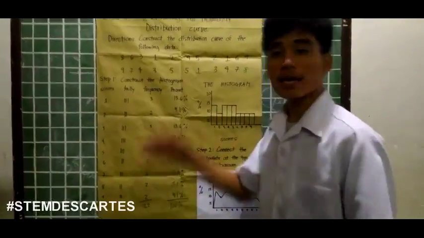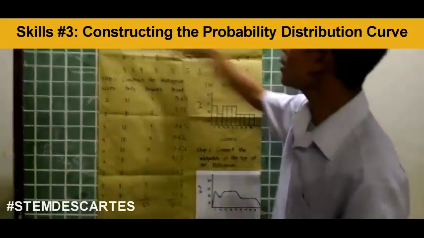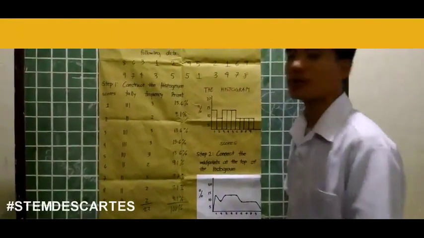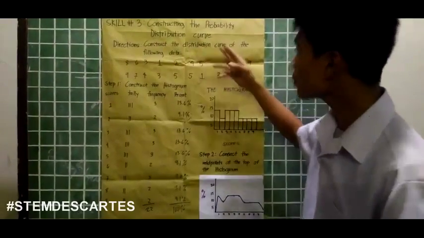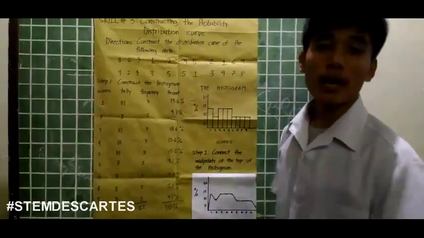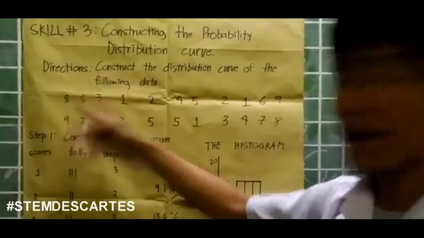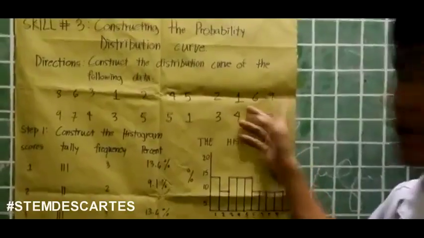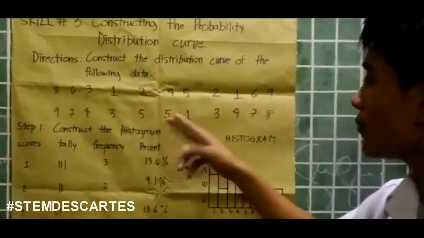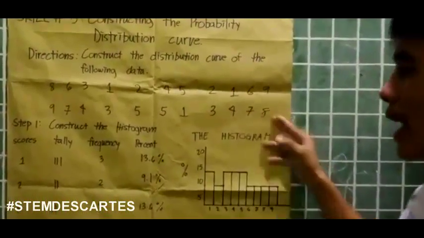And now, let's go to skill number 3, constructing the probability distribution curve. Directions: construct the distribution curve of the following data. We have data here, such as 8, 6, 3, 1, 2, 4, 5, 2, 1, 6, 9, 9, 7, 4, 3, 5, 5, 1, 3, 4, 7, 8.